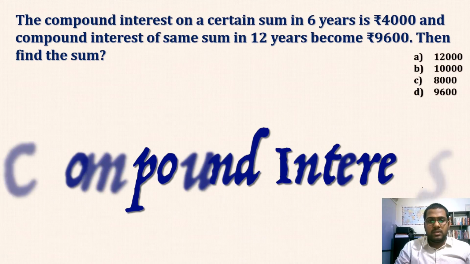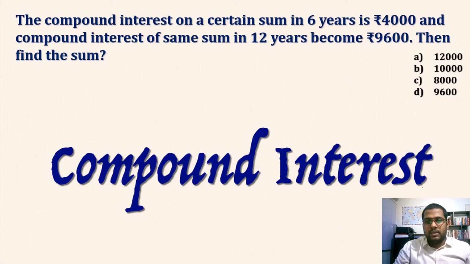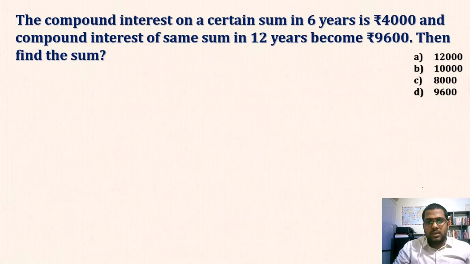The compound interest on a certain sum in 6 years is 4000 rupees, and compound interest on the same sum in 12 years becomes 9600 rupees. Then find the sum.